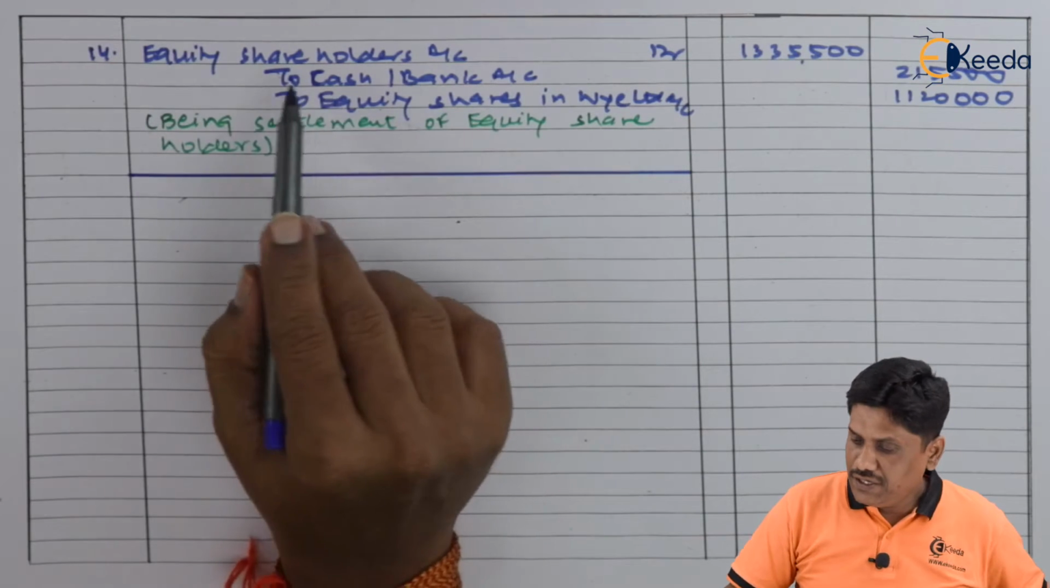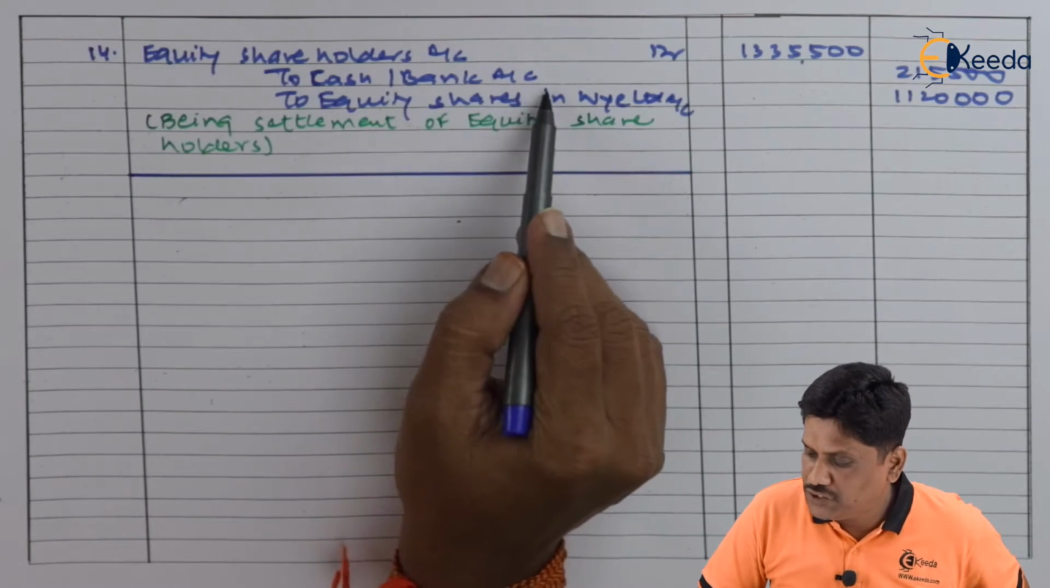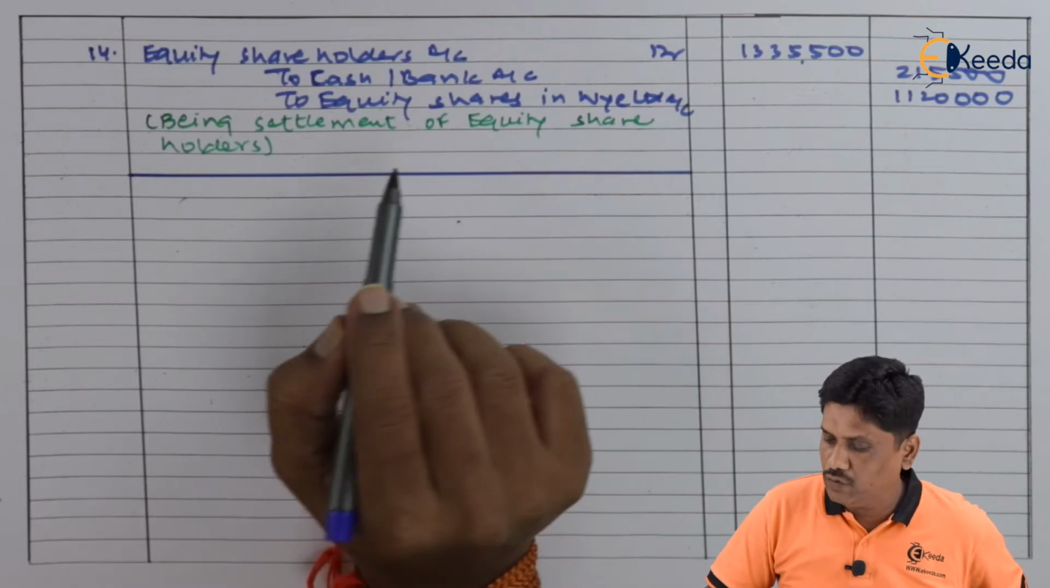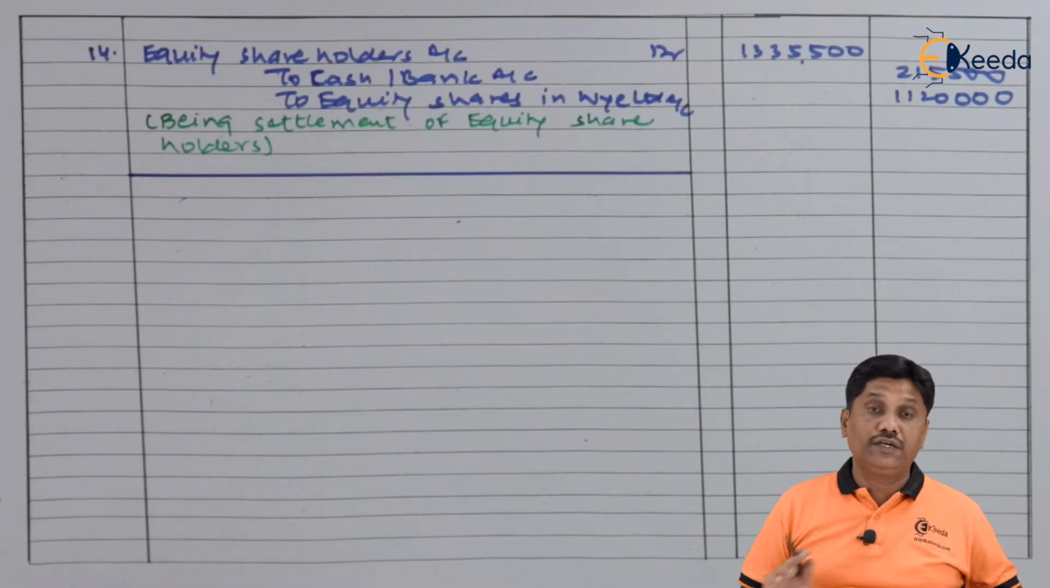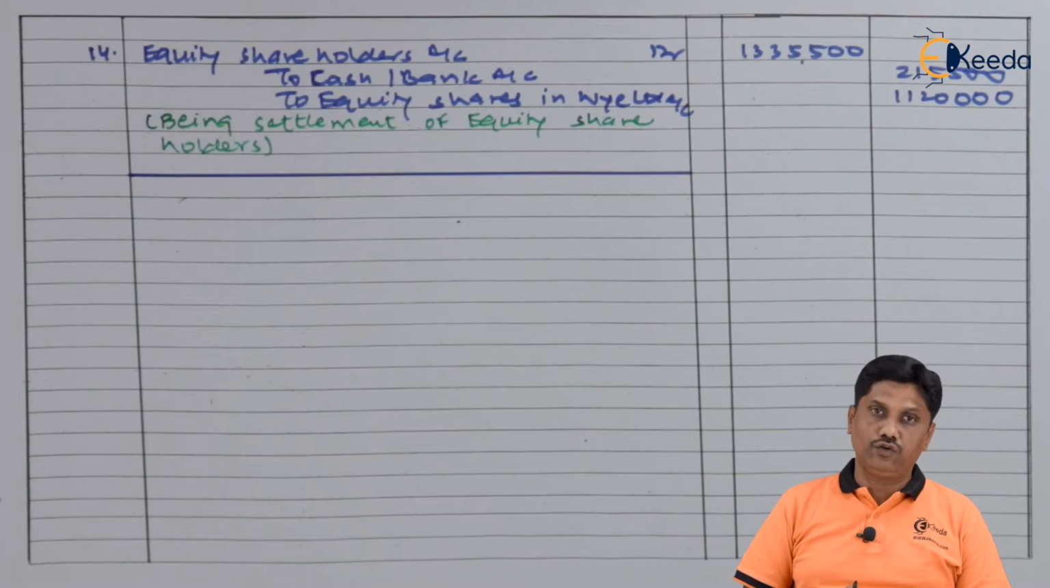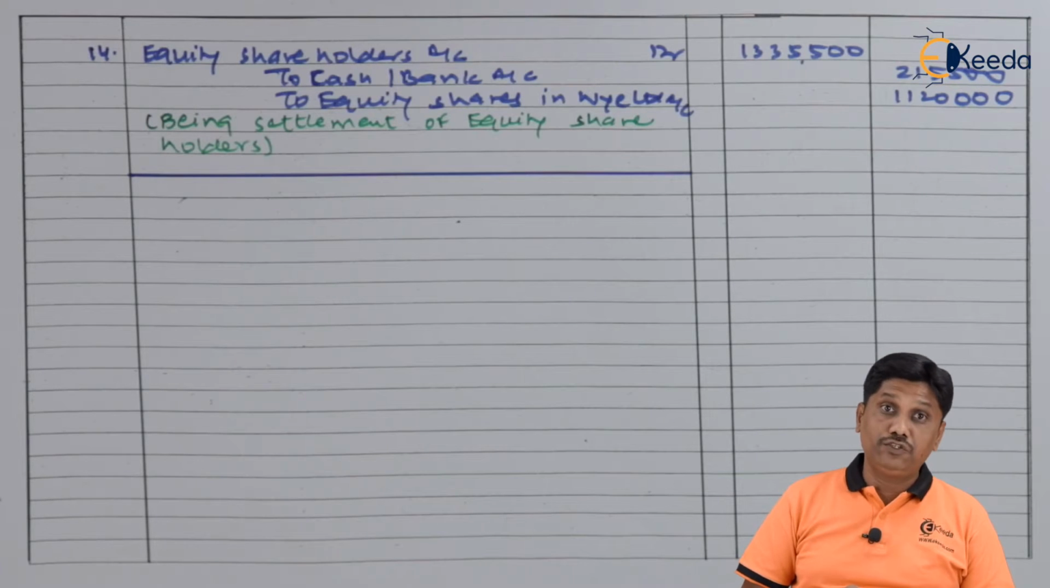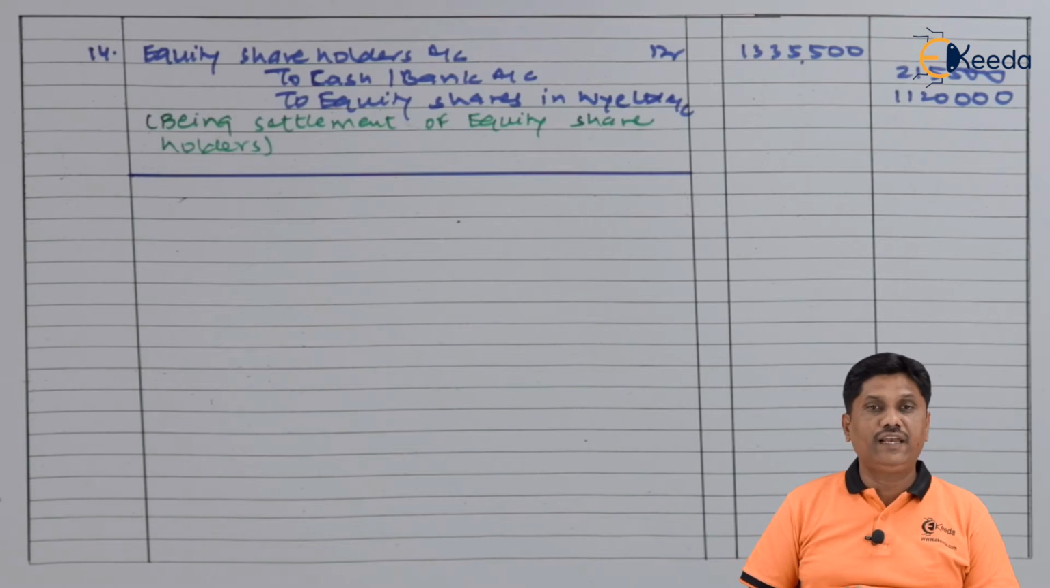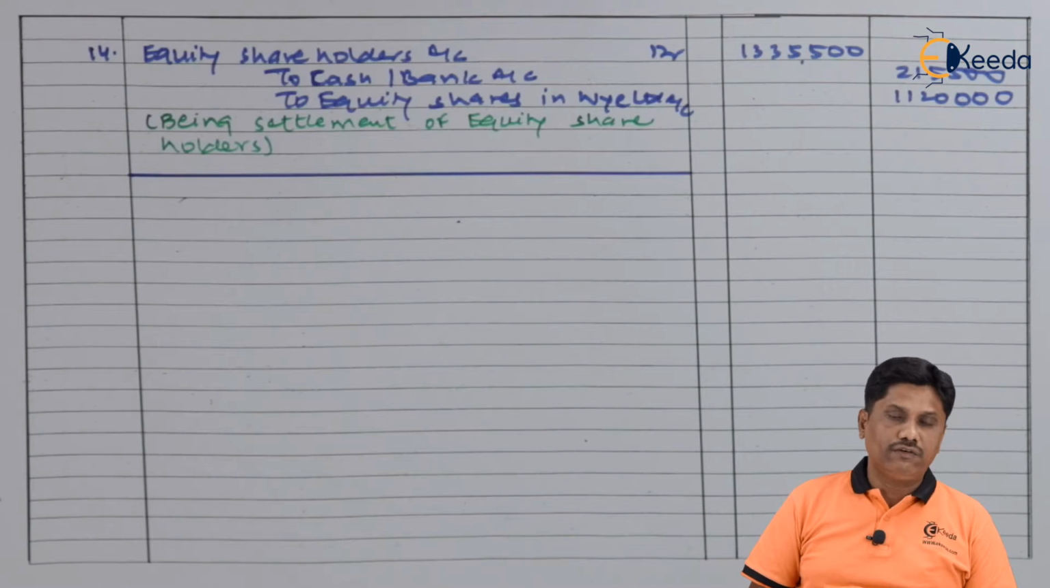Friends, it is the last entry: equity shareholder account debit to cash or bank and to equity shares in Y Limited account. Being settlement of equity shareholder. In this way, your vendor company's books get closed. But let me check whether my equity shareholder account tallies or not. If it tallies, that means technically we are correct. So as a working note, again we will prepare the equity shareholder account now.